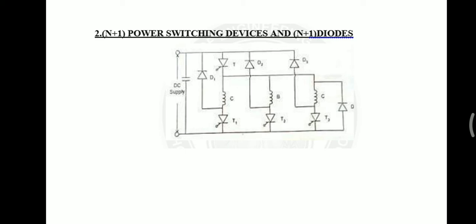diodes D and D1. When devices T and T2 are turned on, the phase winding B is energized. When they are turned off, the stored energy in phase winding B is fed back, and then phase winding C is switched on and off from the mains. The cycle is repeated. This circuit makes use of n plus 1 power semiconductor devices and n plus 1 diodes, where n is equal to the number of phases.